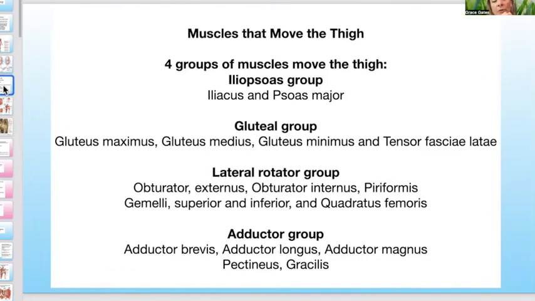Okay, so starting with 4 groups of muscles that move the thigh or act on the hip joint, they are the iliopsoas group, which contains the iliacus and psoas major muscles, the gluteal group, which contains the gluteus maximus, the gluteus medius, and the gluteus minimus, and the tensor fasciae latae, not to be confused with the iliotibial band. That's an easy one to make a mistake on. This is a muscle, tensor fasciae latae. The lateral group contains the obturator externus and the obturator internus, the piriformis, the gemelli, superior and inferior, and the quadratus femoris. The adductor group contains the adductor brevis, the adductor longus, the adductor magnus, the pectineus, and the gracilis.